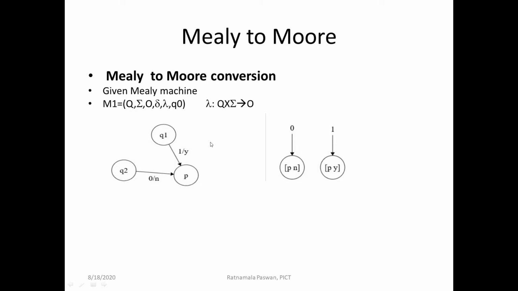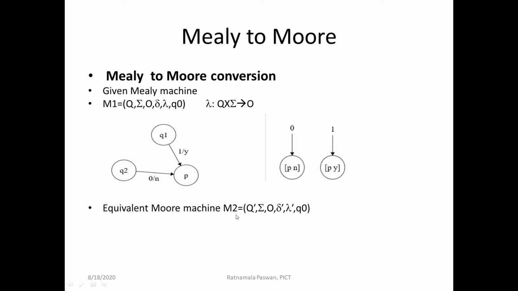We use the same concept while converting a Mealy to a Moore machine. For every state, we take a combination with the output symbols. Let's say there are n states and m output symbols. Then in the resultant Moore machine we will have m into n states, because every state is combined with the output symbols. So let's see how we convert this Mealy machine into Moore.